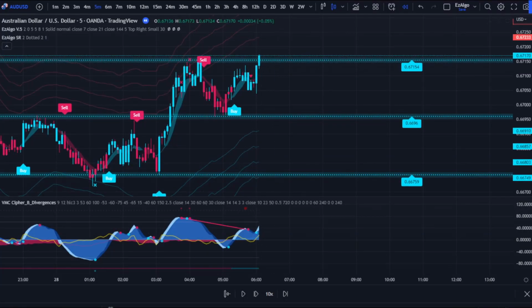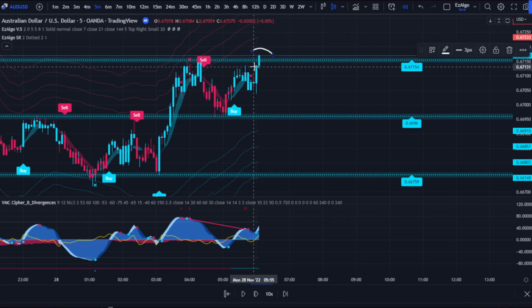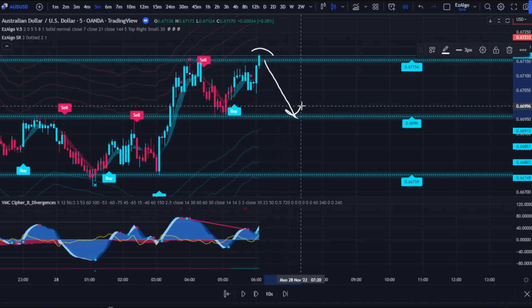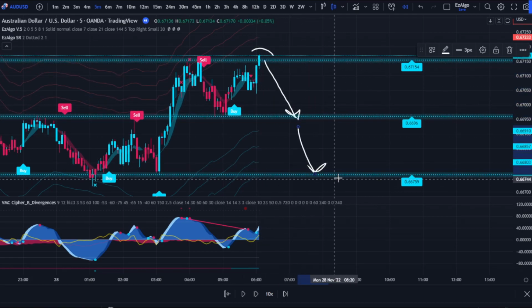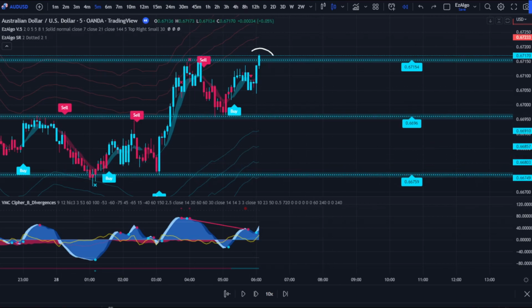So what I'll be looking for now is a deviation back below this level and start going back down probably towards here, and possibly this low support level all the way down here. So that is what I'm going to be looking for.